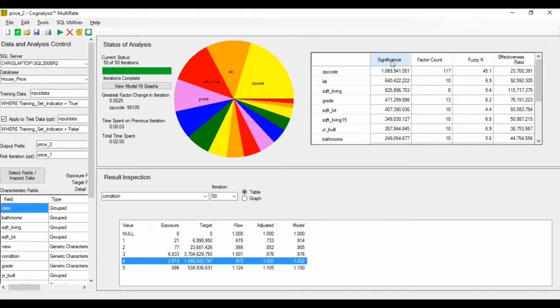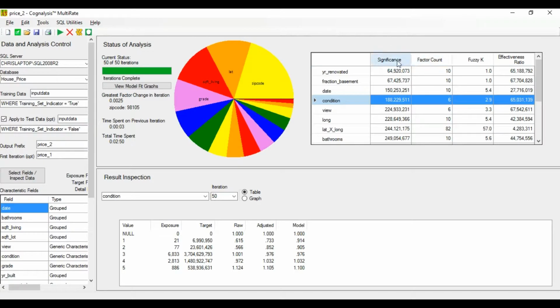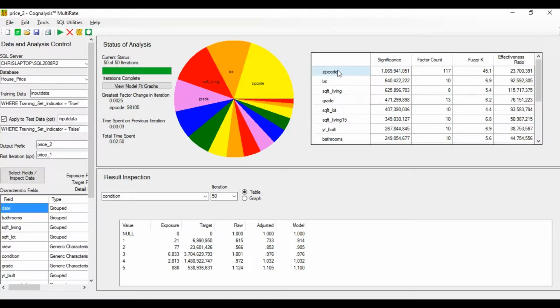So I've got this sorted by significance. You can sort each one of these, but I have this sorted in descending order of significance. Zip code is topping the list because it has a lot of places where factors are far from 1 in places where there's a lot of exposure.